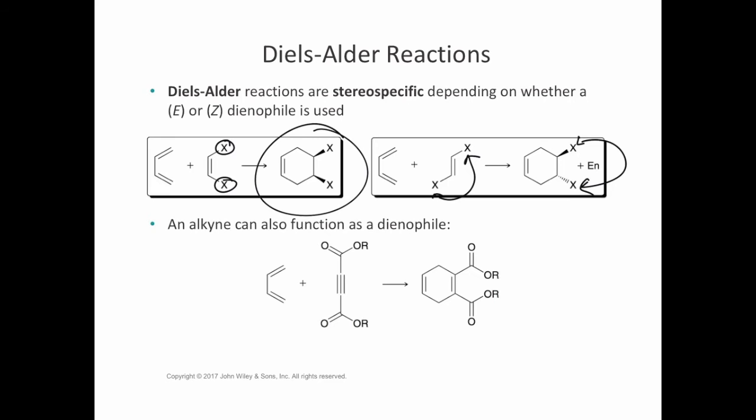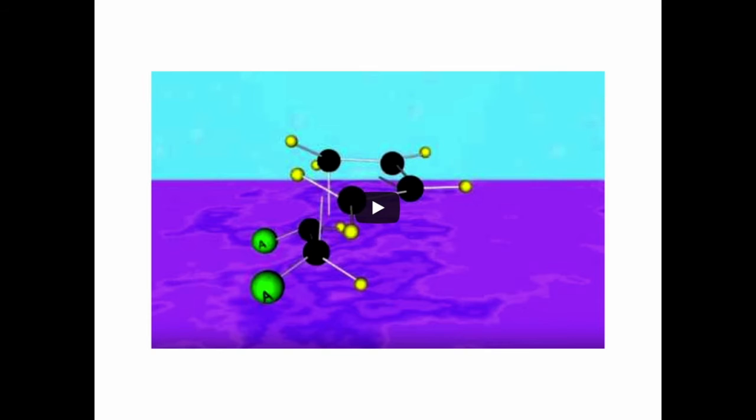In addition, an alkyne can also function as a dienophile. So in this case, if we move our pi bonds around, notice we still have one pi bond on the right side from the dienophile, because you're just going to lose one of the two pi bonds in forming the ring. Here is an animation of the Diels Alder.